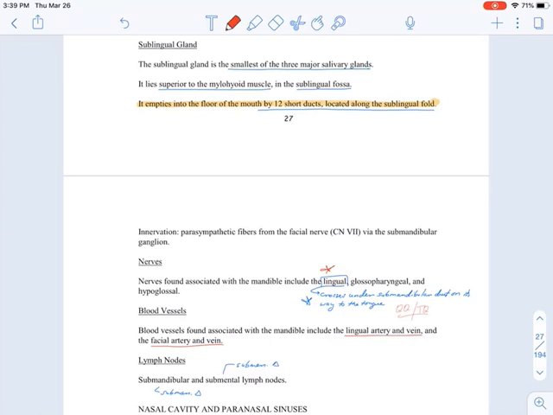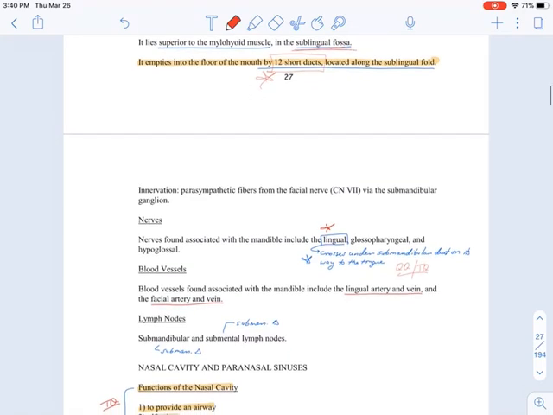Sublingual gland is the smallest, like I mentioned before, of the three major salivary glands. It lies superior to the mylohyoid in the sublingual fossa, and it will empty into the floor of the mouth via 12 short ducts.